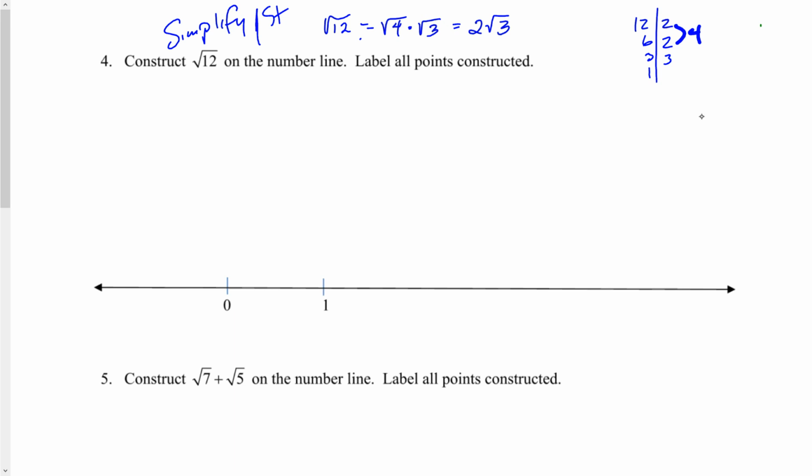Now to do that requires you to build a triangle where one side is root 2 and the other side is length 1, to get root 3. We talked about that as well. We've actually done this before, so you can look back at your notes if you like. You construct root 2 first, and then you can construct root 3 second. And then you can get root 12, because it's just 2 times the square root of 3.